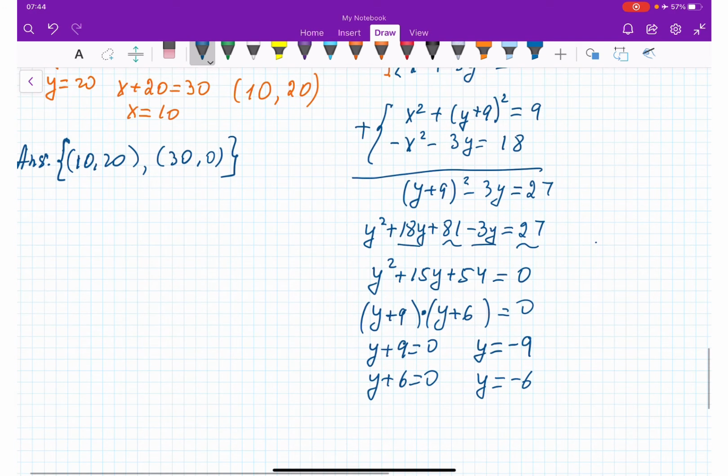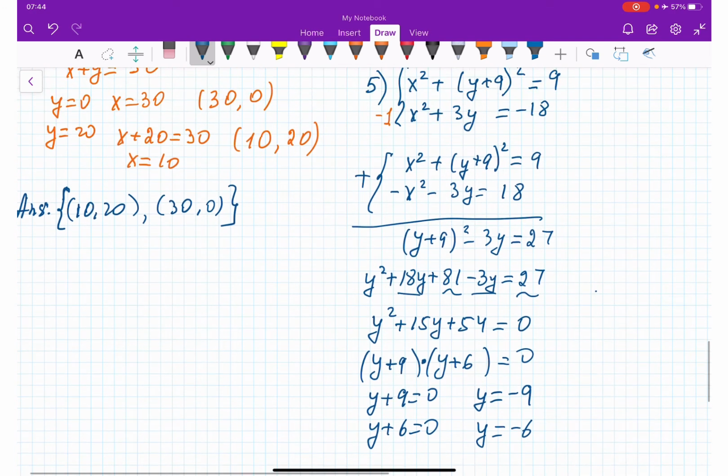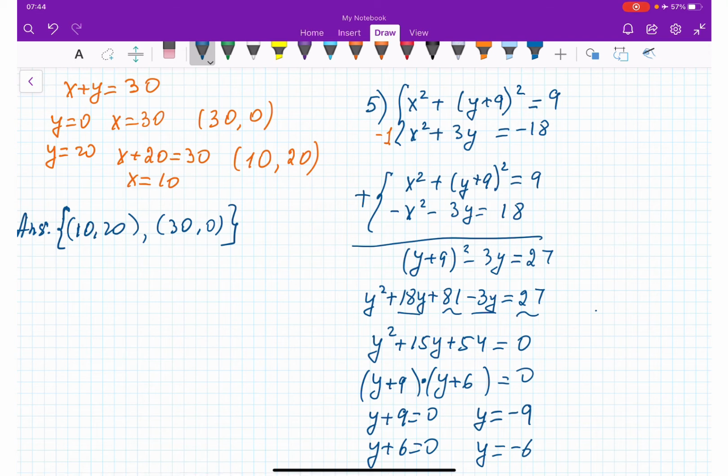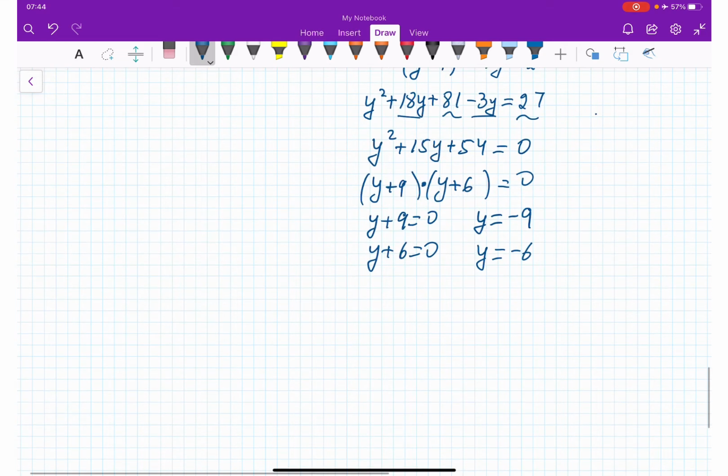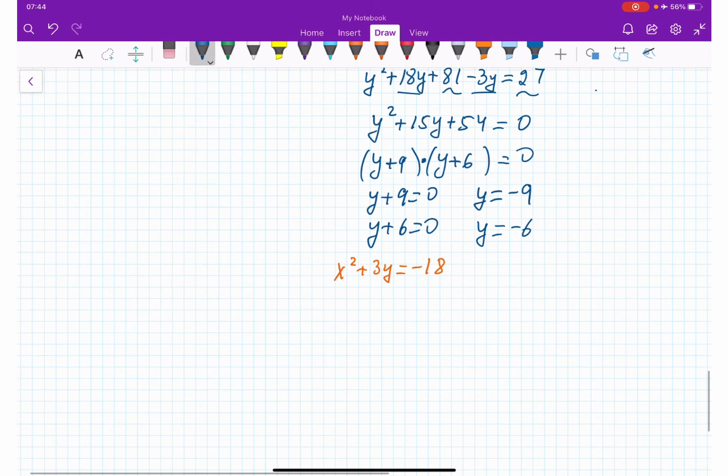Okay, once we have the value of y, we can figure out our x. And in this case, I'm taking the second one, x squared plus 3y equal negative 18. So let me write down x squared plus 3y equal negative 18. And let's plug in one by one. Y is equal negative 9.